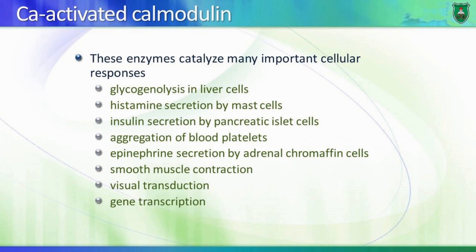So we have these processes that are affected or regulated by calmodulin and by the increase in calcium. Again, you have glycogenolysis, histamine secretion, insulin secretion, and so on. Again, that's not for you to memorize. Just look at the different pathways that are regulated in different cells by the same exact hormone. So it's all cell specific.